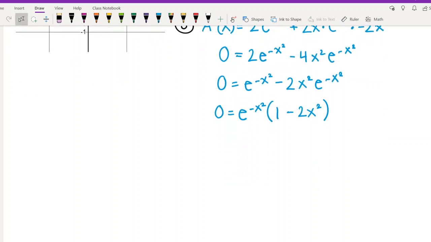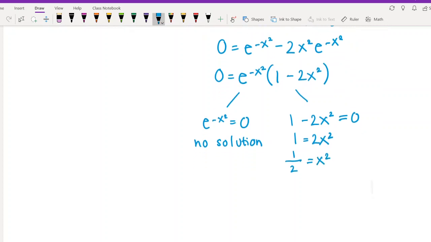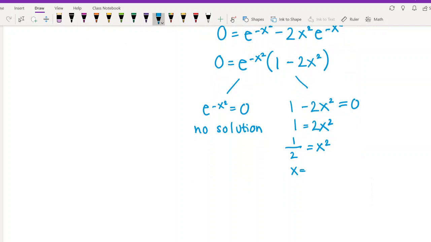So now we have two possibilities, either e to the negative x squared is equal to 0, or 1 minus 2x squared is equal to 0. So we've seen quite a few times now that if you have e to a power, that's never going to equal 0. So that one doesn't give us any solutions, but we can solve this one. So this would give us 1 is equal to 2x squared, or 1/2 is equal to x squared. And then that's going to tell us that x is equal to plus or minus square root of 1/2.